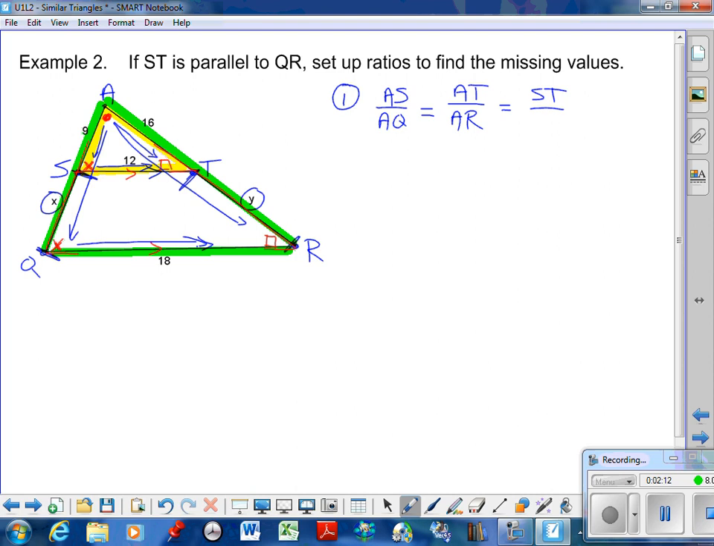ST was X to square. X to square is QR. All right, so there's step one, and that's the hardest step. Step two is do your substitutions. Okay, plug in your numbers.